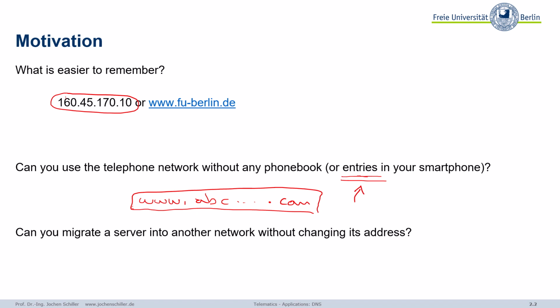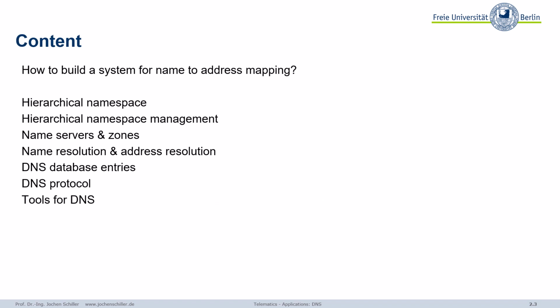So we need a system that supports us, for example, for this migration of servers into new networks, for the mapping of these names we all can remember onto these addresses, and many more things. So the main question is, how do we build a system for the main purpose of name to address mapping? Names to addresses.